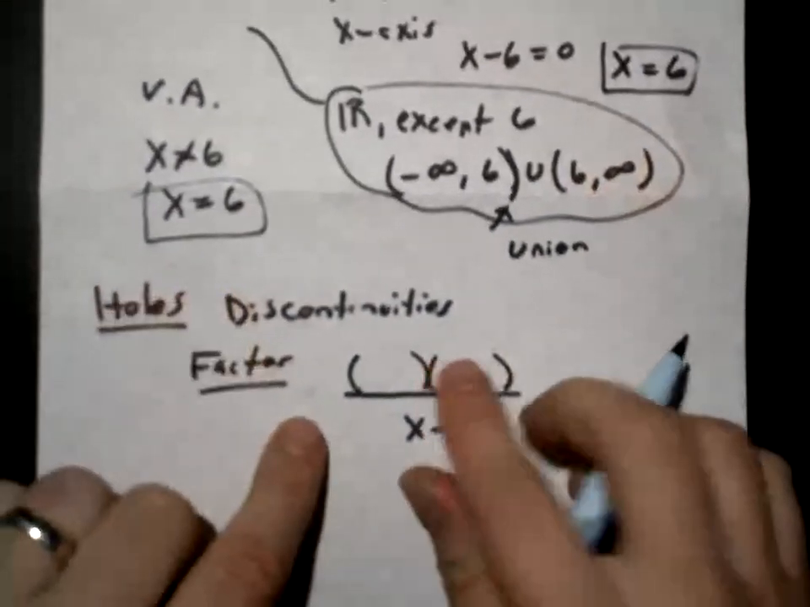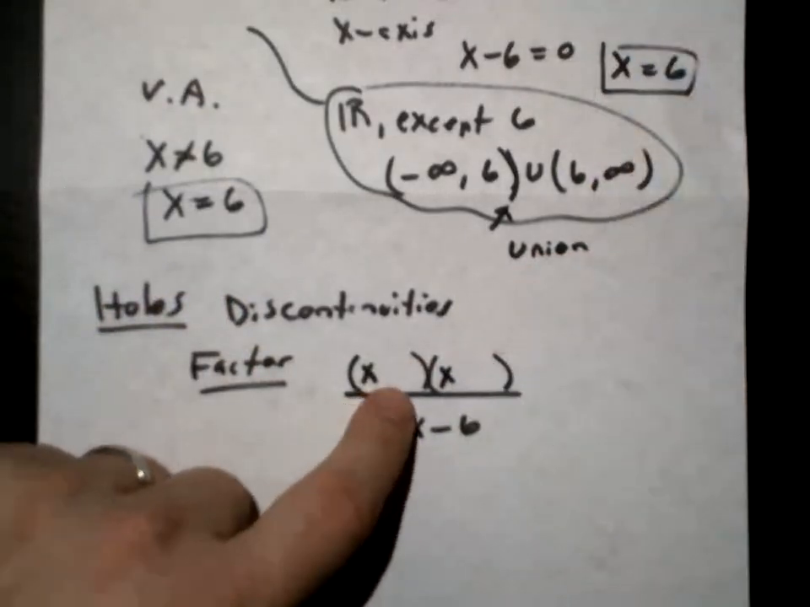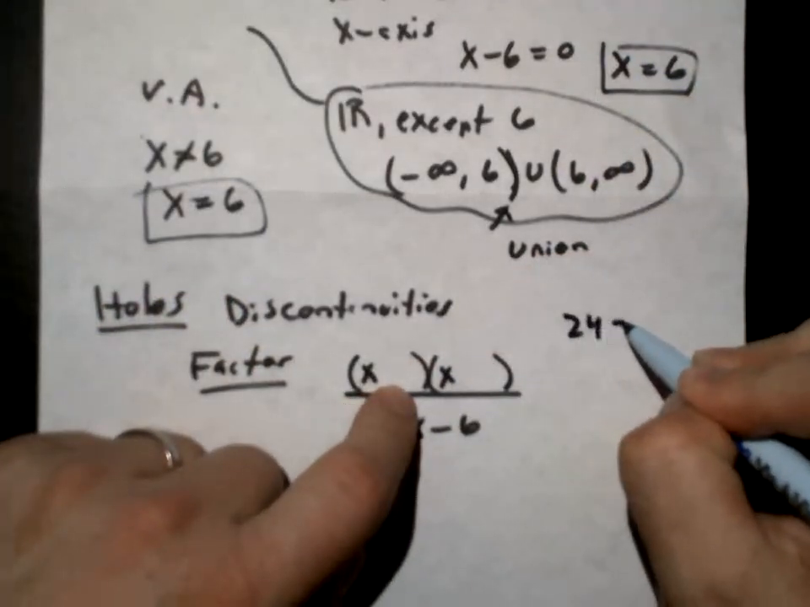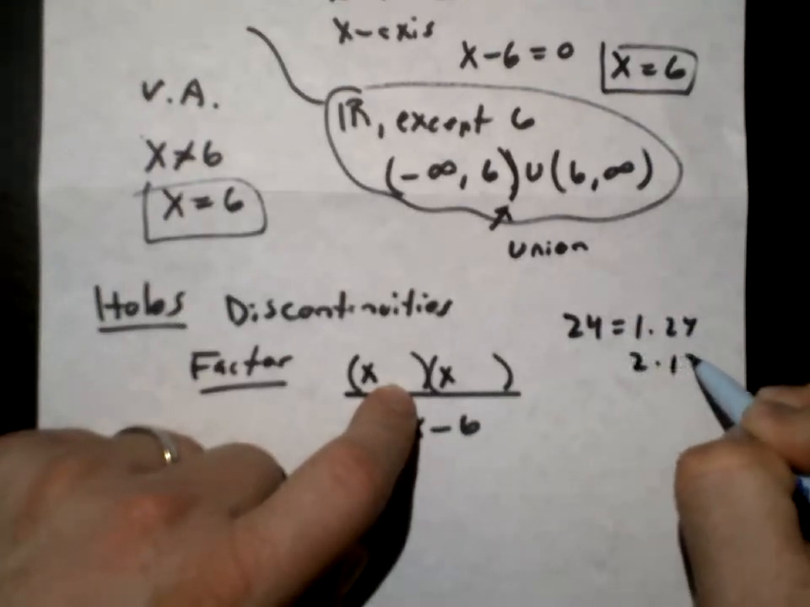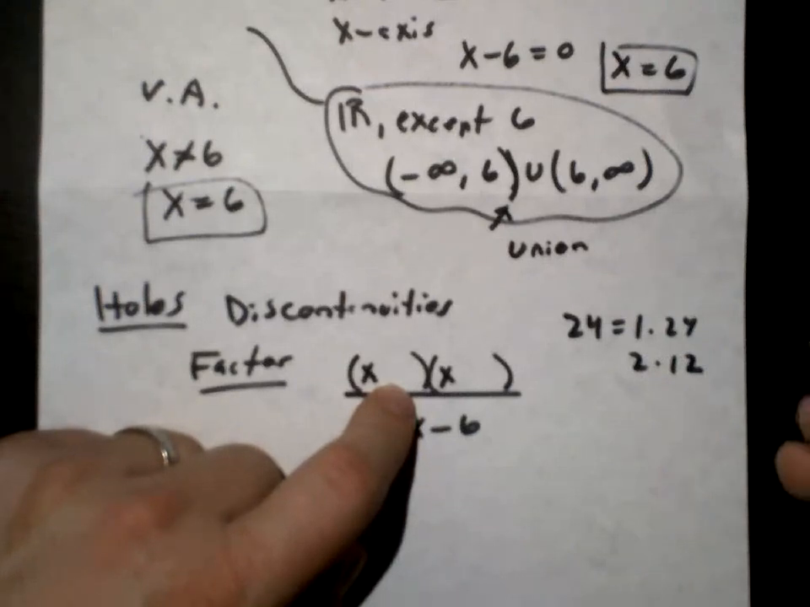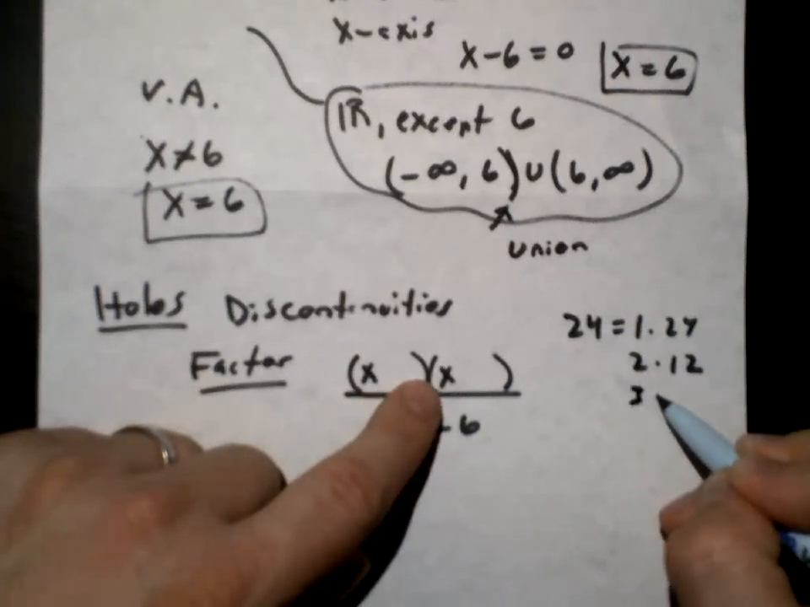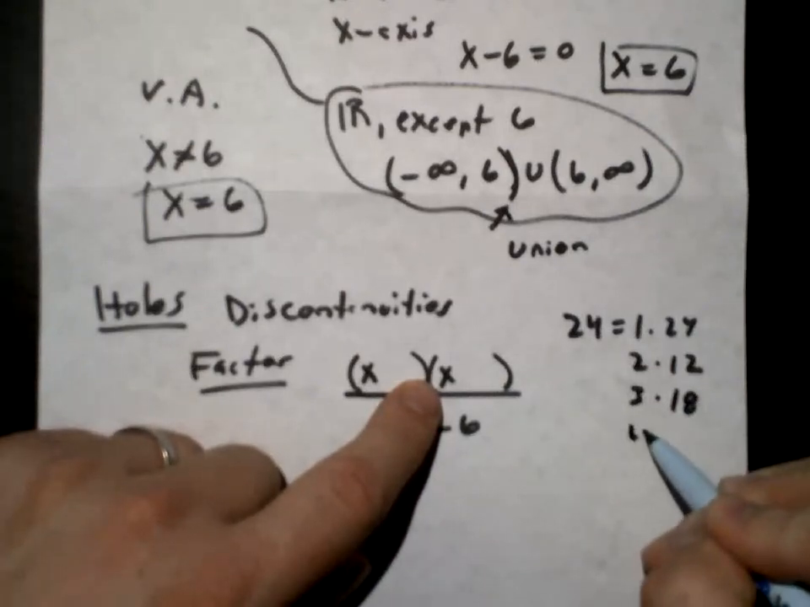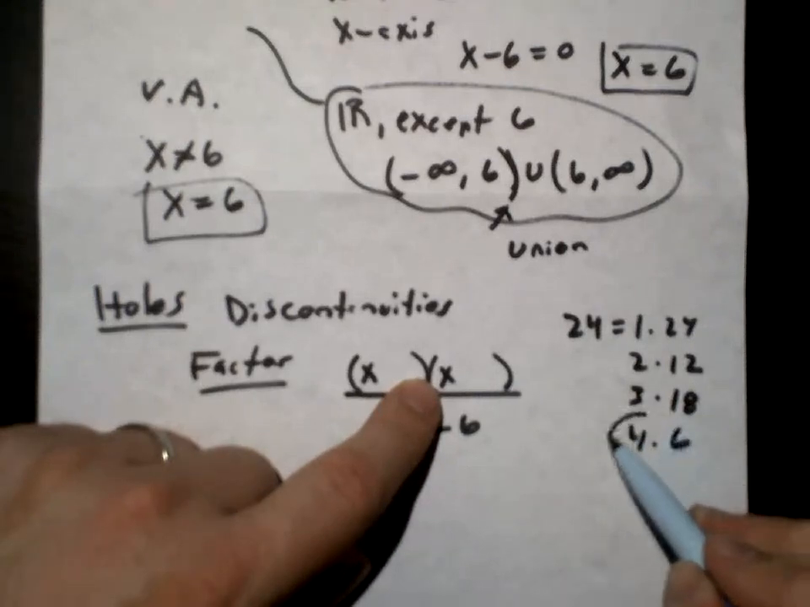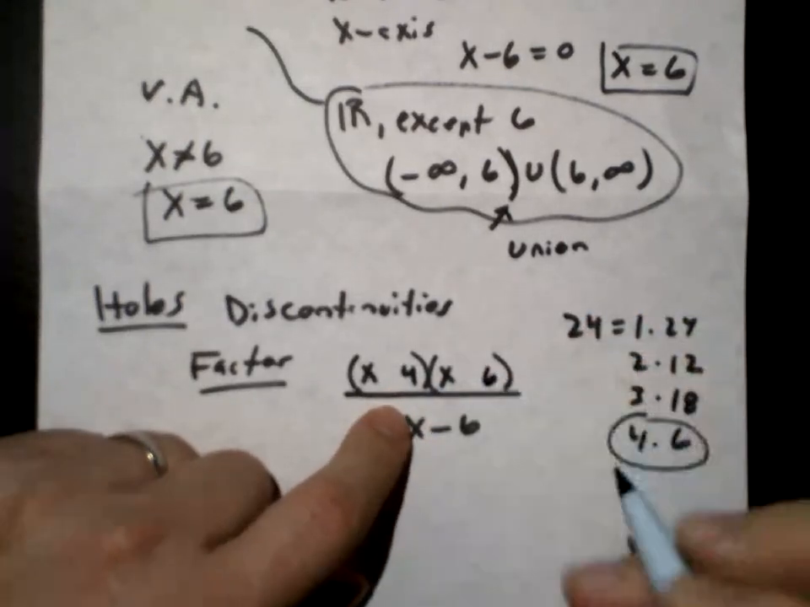Something like this, and then it's going to be x, x, and then let's say, what would be 24? 1 and 24, 2 and 12. Let's think about this. I have to make 24. So what about 3 and 18? What about 4 and 6? Now, I bet you 4 and 6 is going to work. So I bet you this is going to be 4, this is going to be 6.